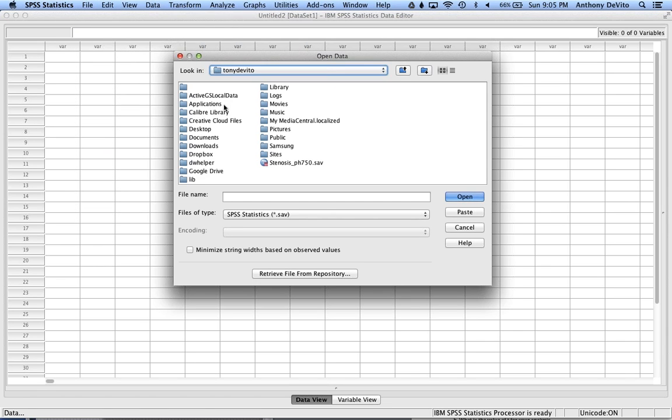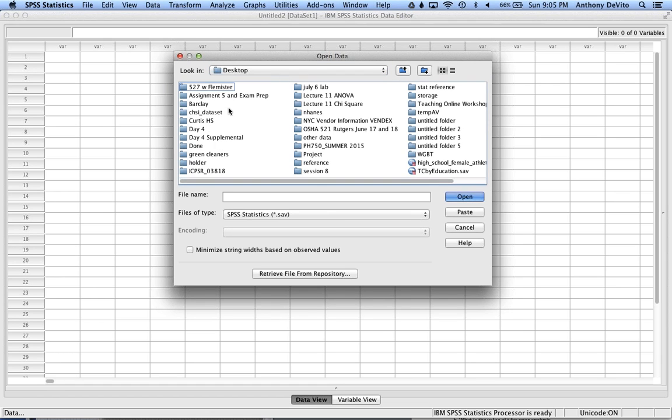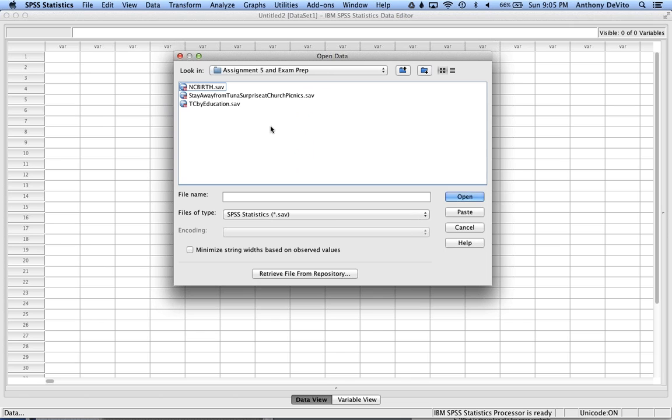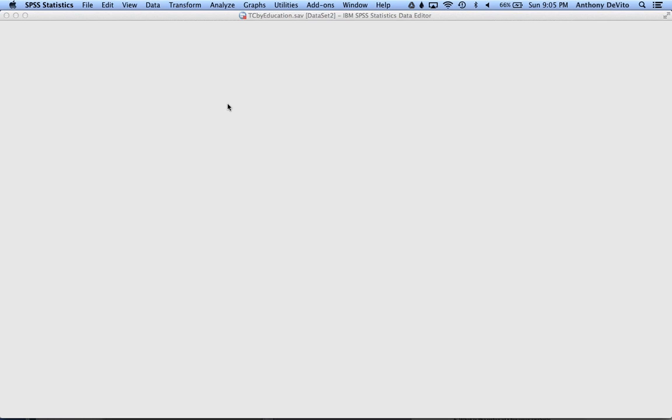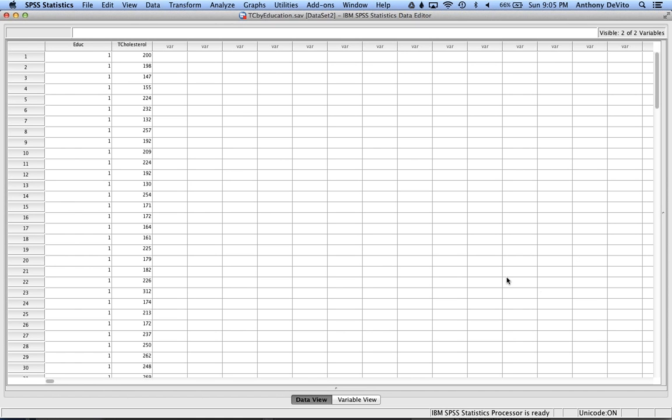It's on my desktop. Let's see, it's here somewhere. Let me find it. Here we go. Okay, and here is total cholesterol by education. Okay, total cholesterol is a numerical, or as SPSS calls it, a scalar variable.